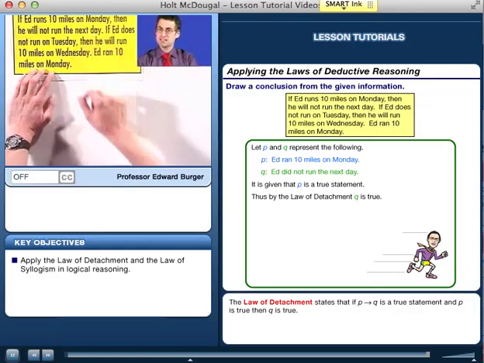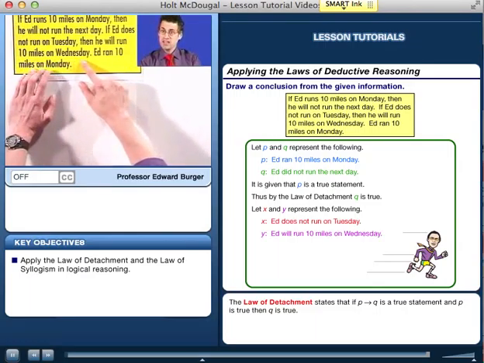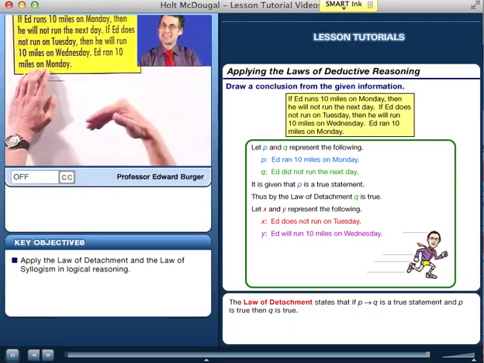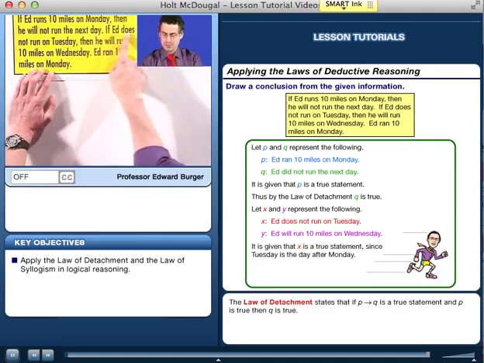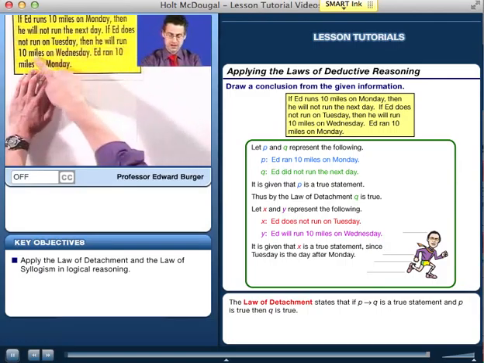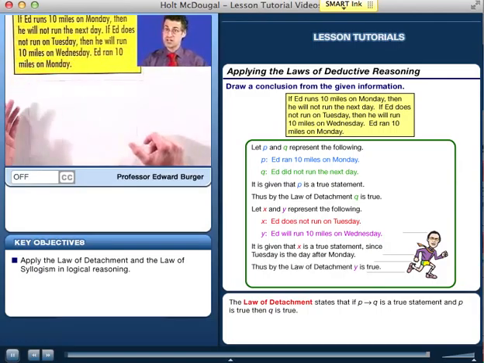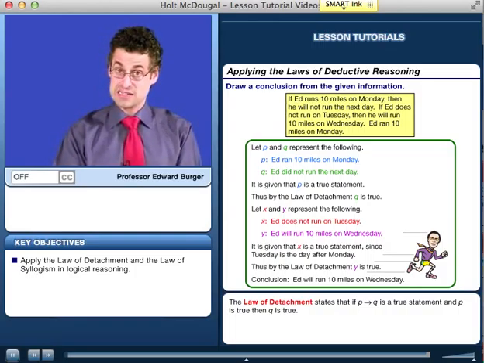So look at the next conditional statement. If Ed does not run on Tuesday, then he will run 10 miles on Wednesday. Well, we can actually apply the law of detachment yet again with this conditional statement. Since we've already concluded that he will not run on Tuesday, I can apply this statement to see that since he will not run on Tuesday, then we know he will run 10 miles on Wednesday. My conclusion, after using the law of detachment twice, is that Ed will run 10 miles on Wednesday, which sounds sort of daunting since I'm Ed.